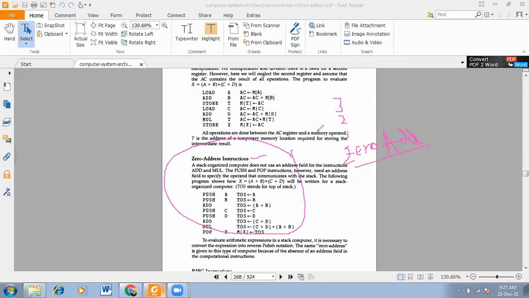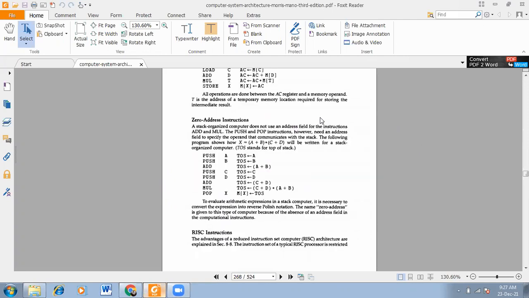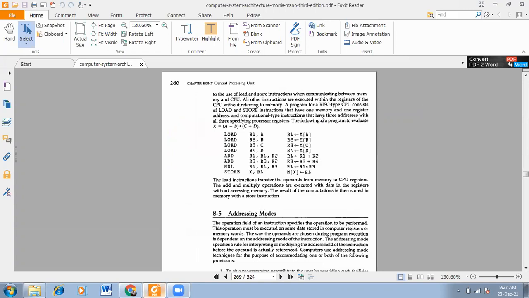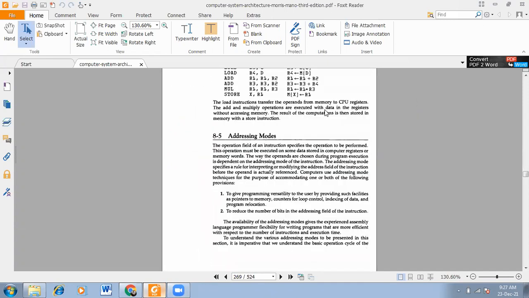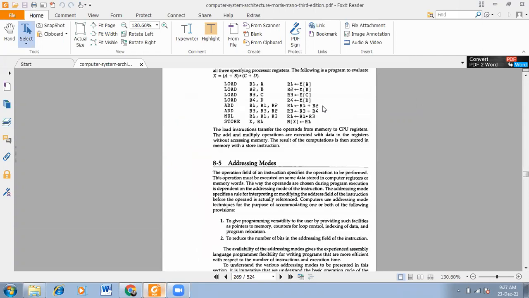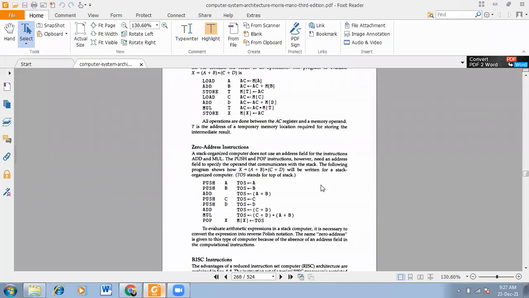So these are most important. So 3 address, 2 address, single address, 0 address. Okay. So push pop, these are basically 0 addressing. Correct, because you are not mentioning any address here.